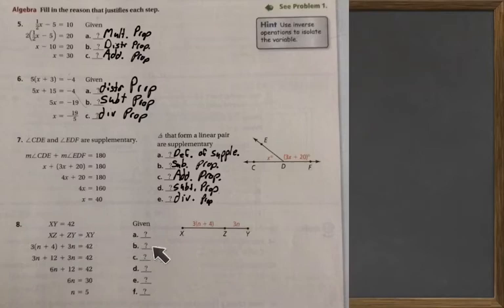What property did I call that? It's real simple. What are we adding? The two segments. So it's segment addition. It was actually a postulate. Segment addition postulate. I think I put property here. Let me back that up.